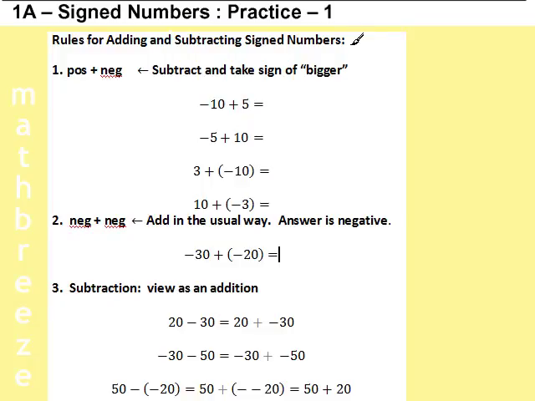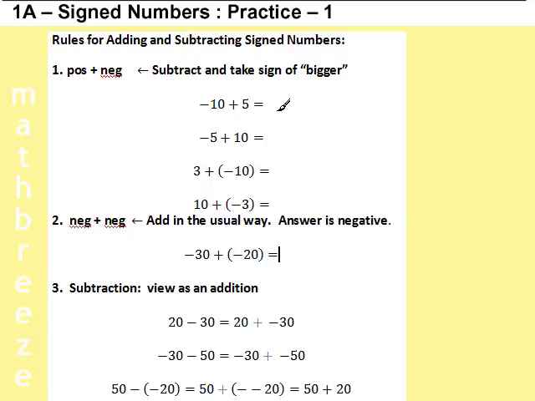Here's some rules for working with signed numbers, adding and subtracting signed numbers. All right, let's start with adding a positive and a negative. When we add a positive and a negative, the simple rule that we'll remember is subtract and take sign of "bigger." And I write bigger in quotes because I really mean bigger in absolute value. That is, bigger when ignoring the sign.